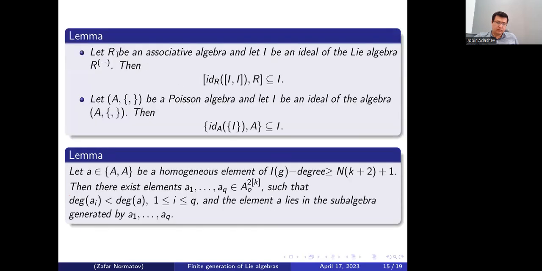Lemma: let R be an associative algebra and let I be an ideal of the Lie algebra. Then this holds. This result is proved in another paper, and they also used a similar technique to prove the second part of this lemma for the Poisson bracket.